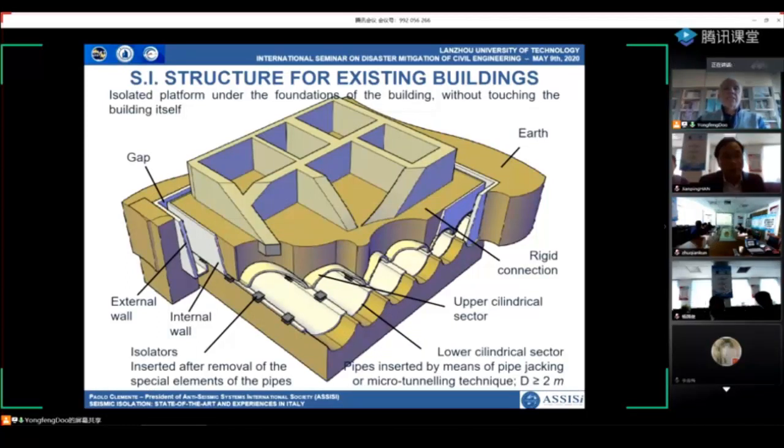This system allows the application of the isolation system under the foundation in the ground without touching the structure. Therefore, this is a suitable solution, especially for cultural heritage buildings. It can be applied also to entire aggregates or historical centers, because the pipes are introduced by means of pipe jacking, of micro-tunneling, and the isolators are put just in the middle of the horizontal pipes.